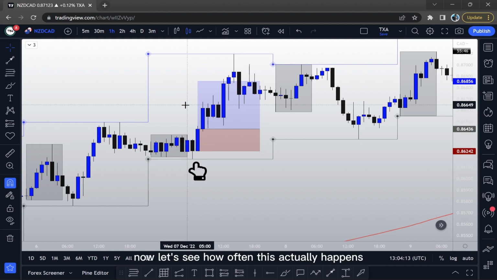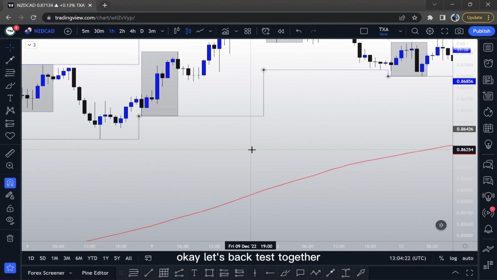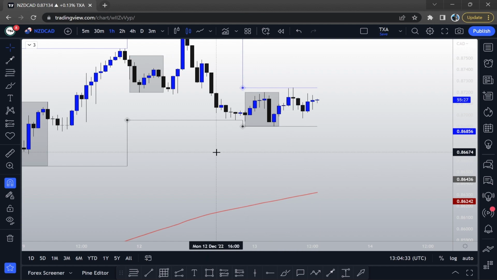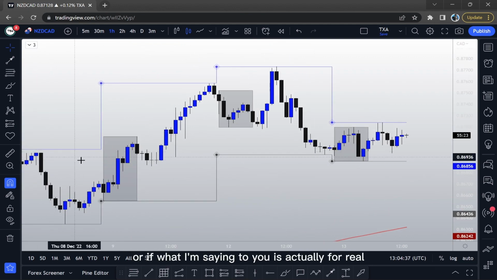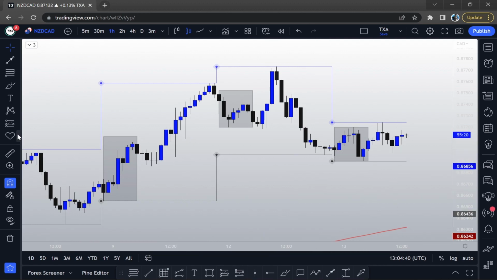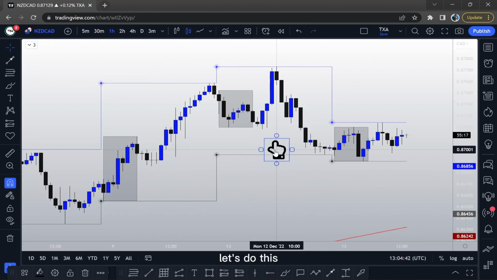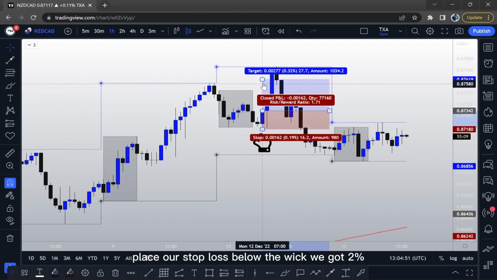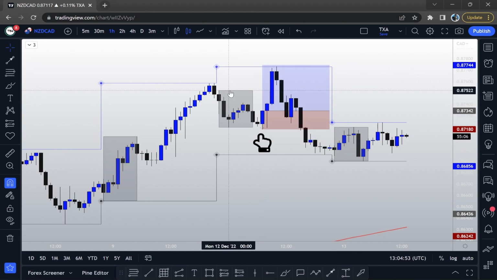Now let's see how often this actually happens in the Forex market. Let's backtest together. Today is the 13th of December 2022. Let's see how often does this actually work. Simple. Let's see if I'm actually lying to you or if what I'm saying to you is actually for real. Let's do this. Okay, this is yesterday, 7 a.m. Place our stop loss below the wick. We got 2%. That's yesterday.